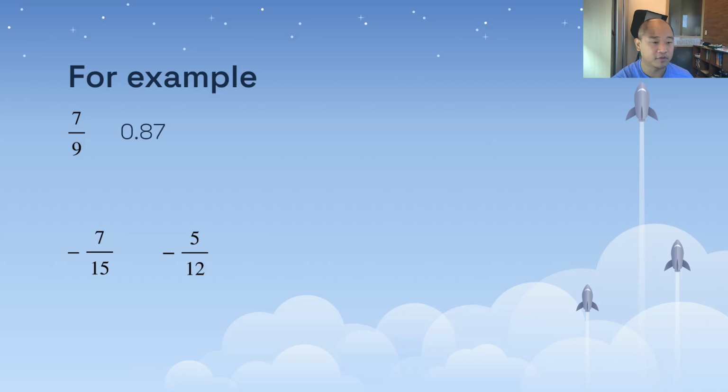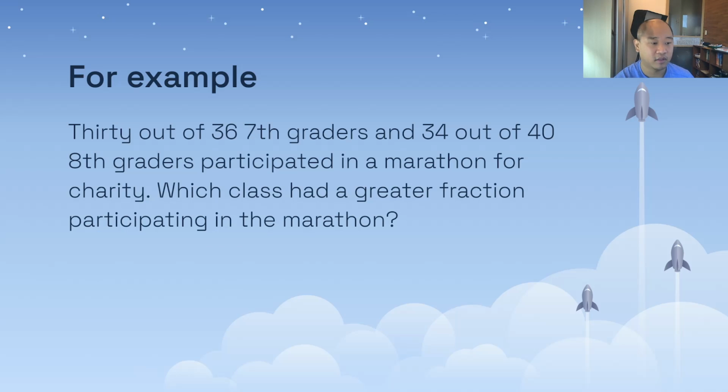Okay, this video is getting long. Let's try to wrap this up. 30 out of 36 7th graders and 34 out of 40 8th graders participated in a marathon. A marathon is a really, really long run, 26 point something miles or something like that, for charity. Good for them. Which class had a greater fraction participating in the marathon? So 30 over 36 and 34 over 40.